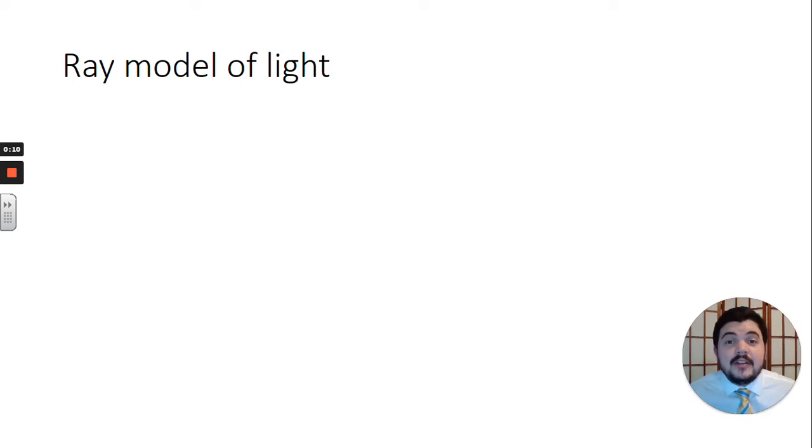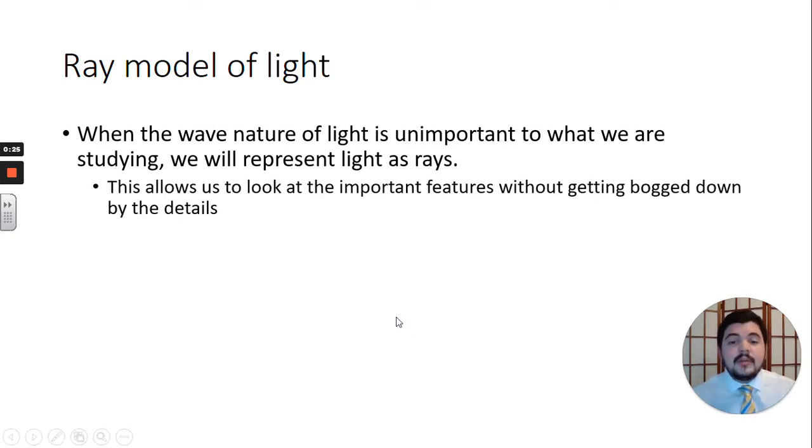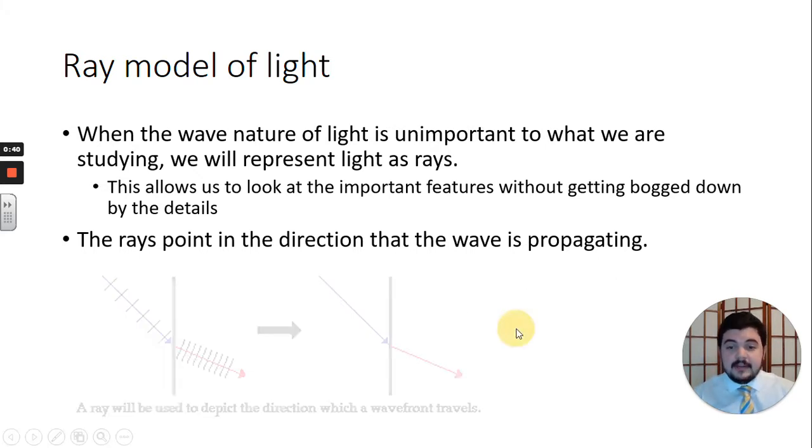We can talk about light as an electromagnetic wave, which is what it is, but sometimes that carries too much information. So when the wave nature of light is unimportant to what we are studying, we will often represent light as rays. This will allow us to look at the important features without getting bogged down by the details. And we can always translate back to the wave picture when needed. The light ray is going to point in the direction that our wave is propagating.